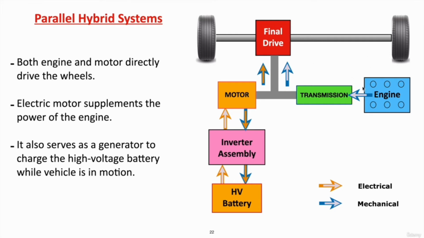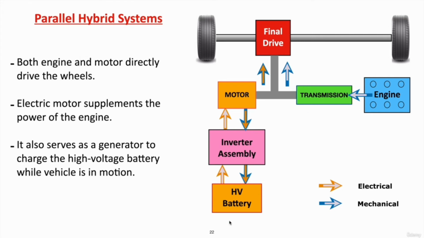So as you can see here, we have a transmission which is connected to the final drive. But in series, we have a generator which is used to charge the battery. So here we produce mechanical power with the help of the IC engine, which is used by the transmission to generate the correct ratio of speeds, and then it is passed to the wheels. So you can see we are driving the wheels by the mechanical power here.